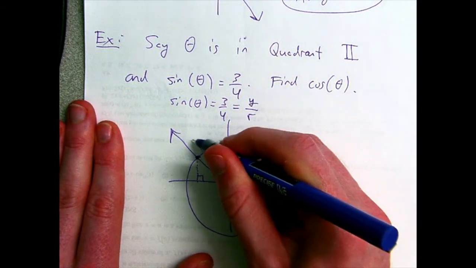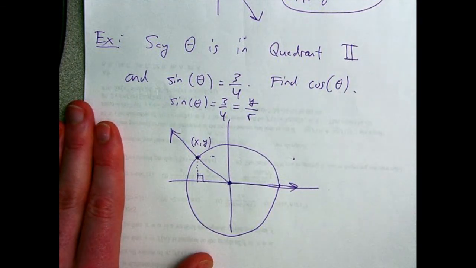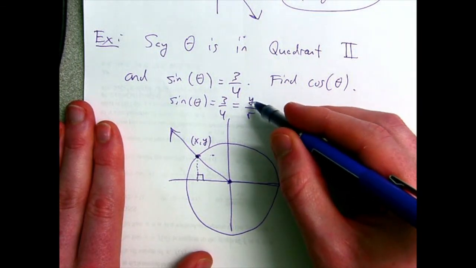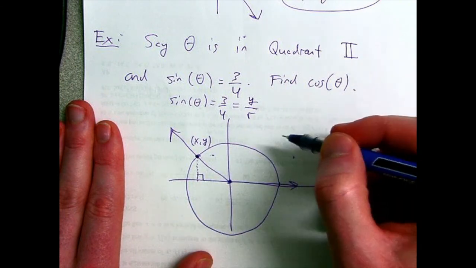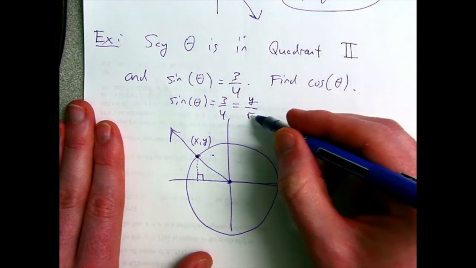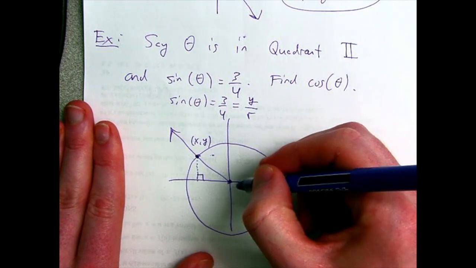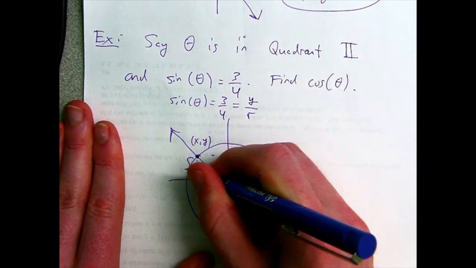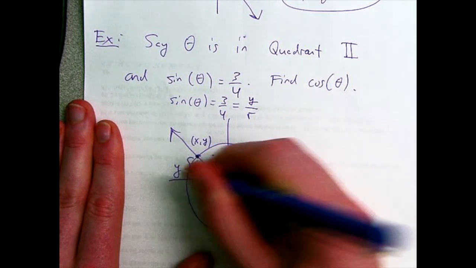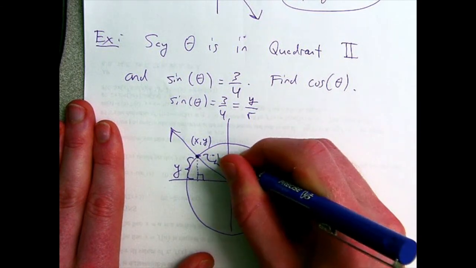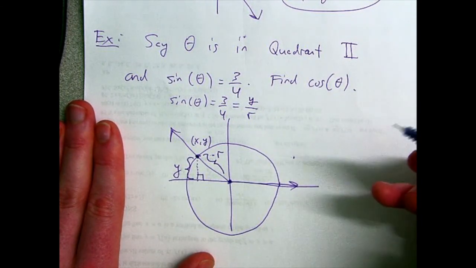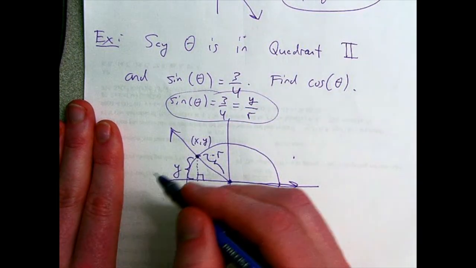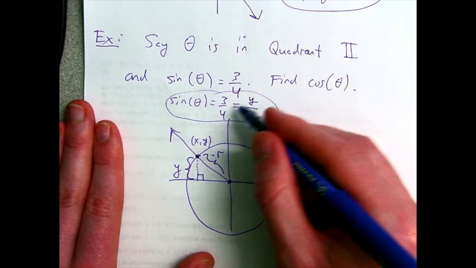Theta is some unknown angle. I don't know what it is. But I do know that it's in quadrant 2. That's this quadrant here. So whatever angle theta is, the terminal side is somewhere over here. Now, if I draw my circle here, what do we know? We know that the sine of theta is 3/4. And what is the definition of sine theta? Well, it's y over r, isn't it? So here's what we can do.